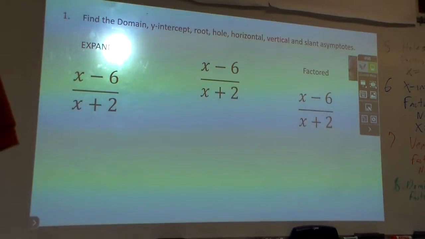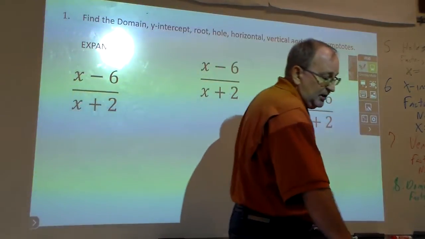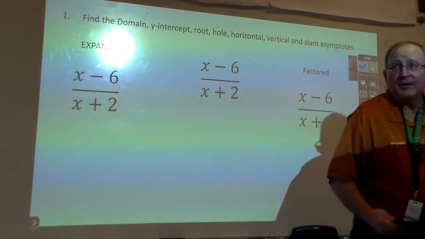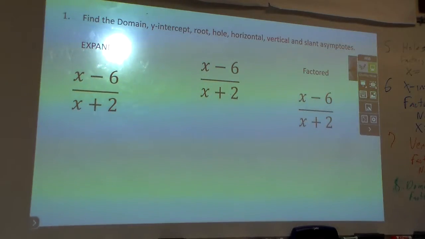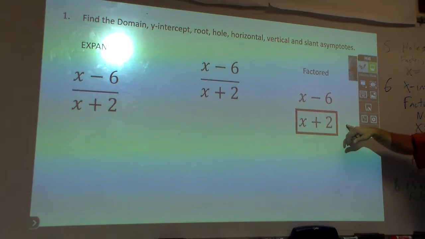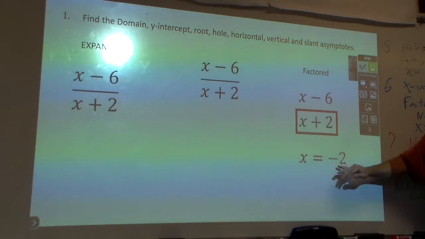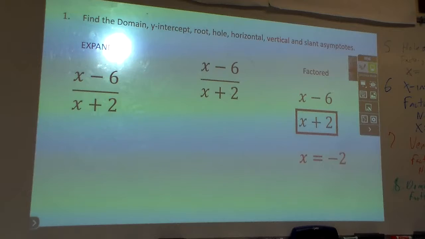The vertical asymptotes are going to be found on the factored side, and we've done everything except for the bottoms, or the denominator. So all we have to do is set the denominator equal to 0. This part here, box it in, equals 0. And then you would minus 2 from each side, so it's x equals negative 2, provided there are no holes. Were there any holes on this one? No. So that's my answer, x equals negative 2.